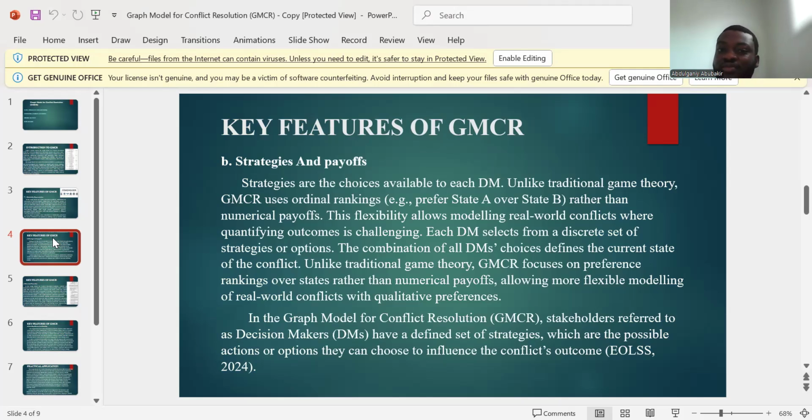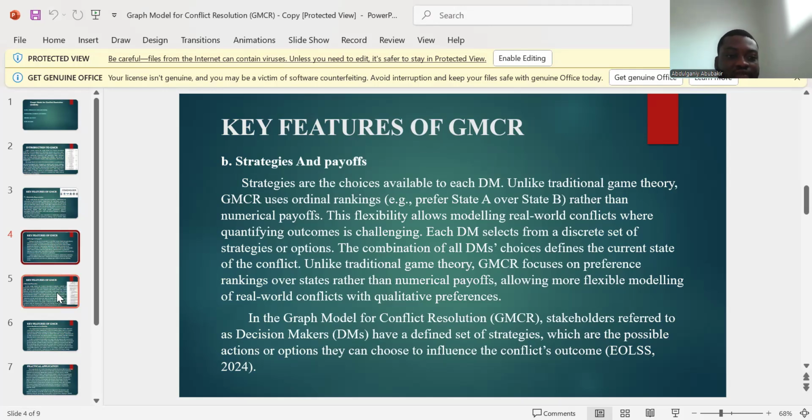Their choices, each choice is made by each of them. So given that each decision maker can make choices, it makes GMCR flexible in modeling and analyzing this conflict, where the outcomes are challenging. So the combination of all decision makers' choices defines or explains the state of the conflict.